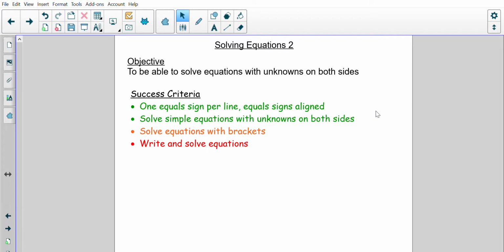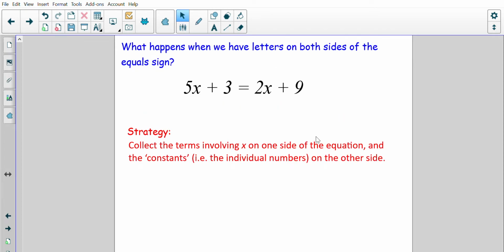So to start with, we're going to look at solving equations with unknowns on both sides. Then we'll introduce brackets, and some of you might get on to writing and solving equations. So let's have a look at when we have letters on both sides. An equation could look something like this.